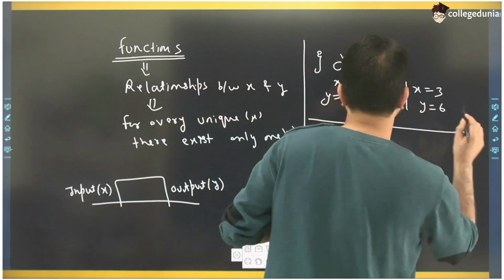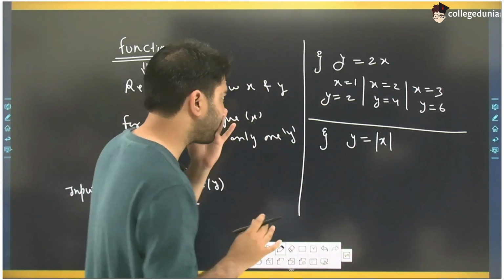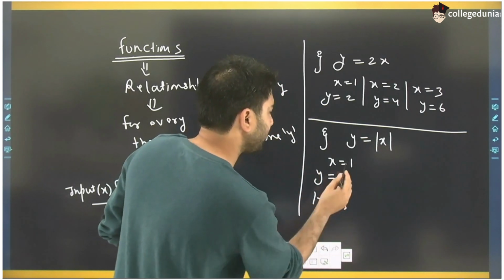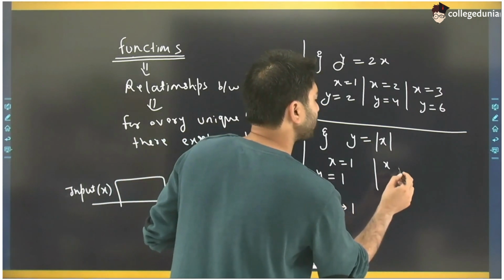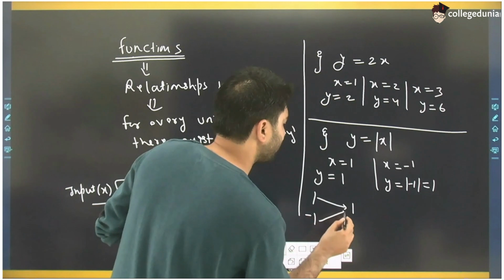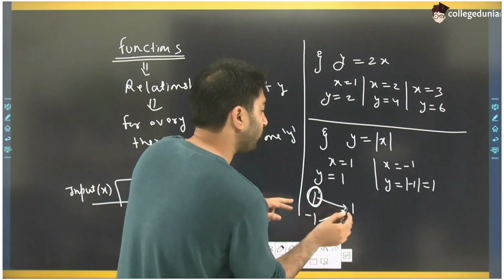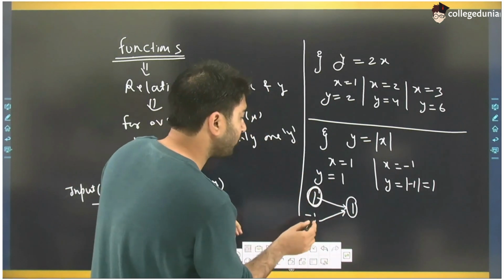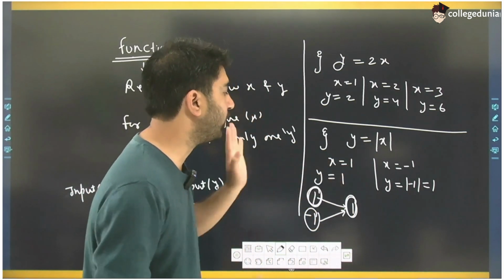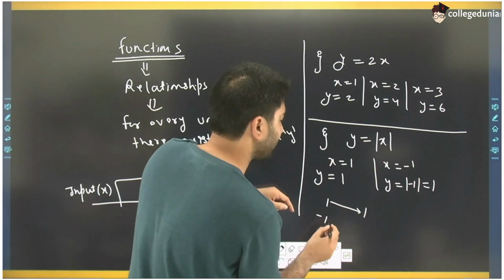Okay. So let's take another example, like y equal to modulus x. For x equal to 1, y will be 1. The image of 1 is 1. For x equal to minus 1, y will be 1. So minus 1 also has the same image. But for x equal to 1, there is only one value of y, and for x equal to minus 1, there is also only one value of y. It means this 1 is related to 1, and this minus 1 is related to 1.